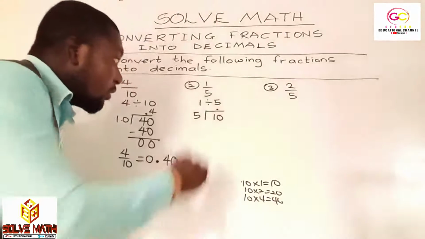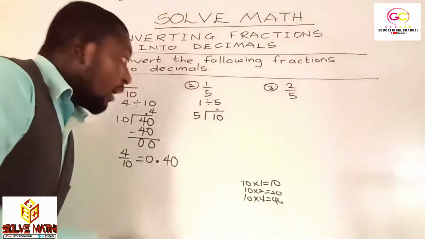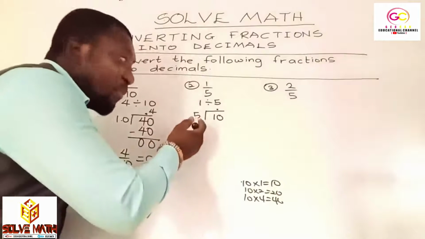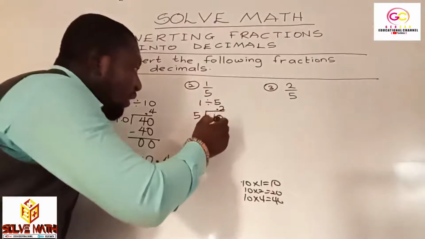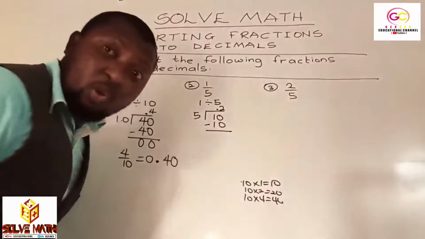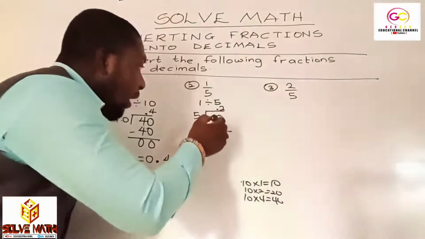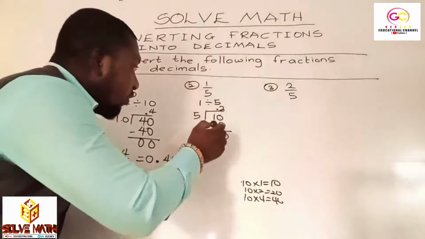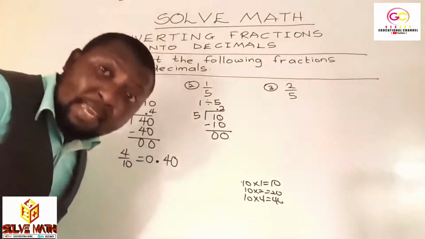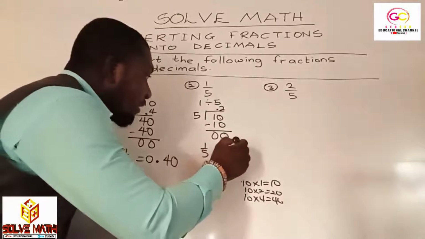Good. Now you can start your multiplication. 5 will fill 10 how many times? 5 will go into 10 how many times? Or 5 times what will give you 10? 5 times 2 will give you 10. I nearly said the answer. Good. You quickly do your subtraction. 0 minus 0 is 0. 1 minus 1 is 0. So you are done because there are no more digits. What it simply means is that 1 over 5 is equal to 0.2.